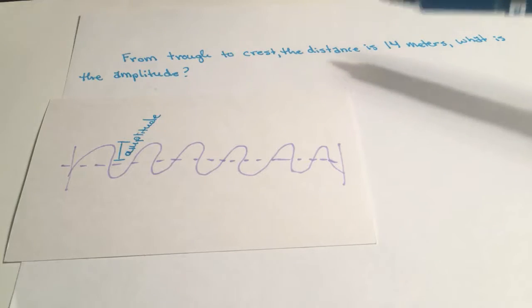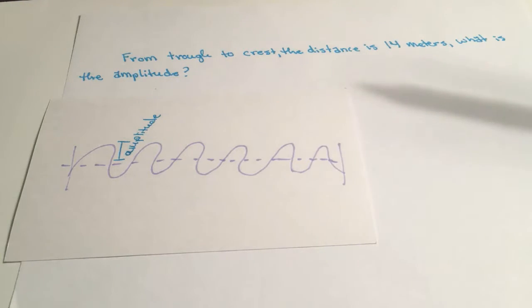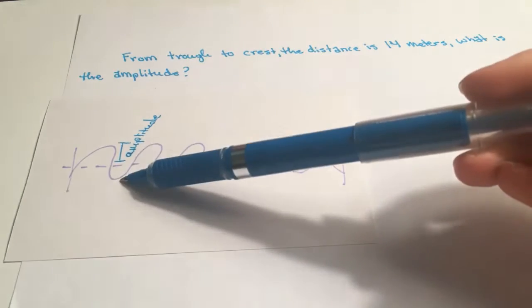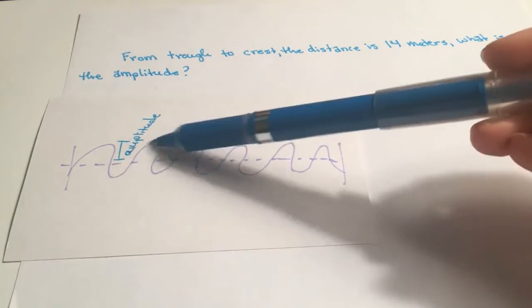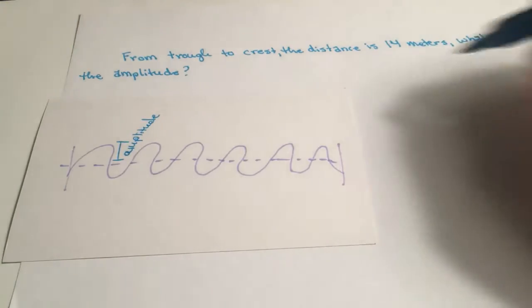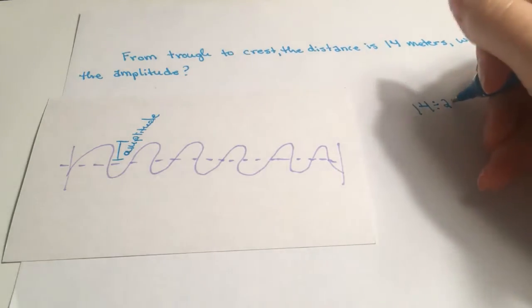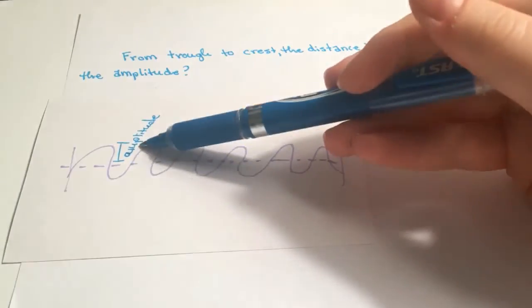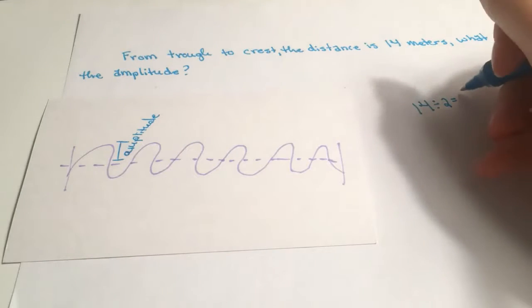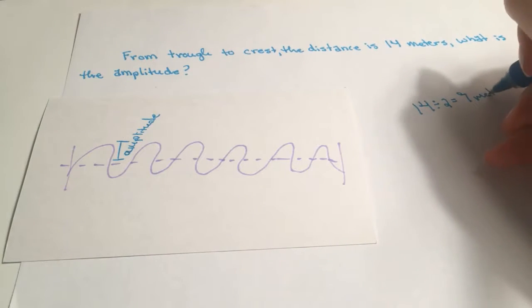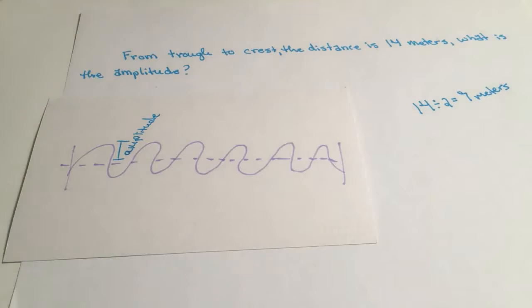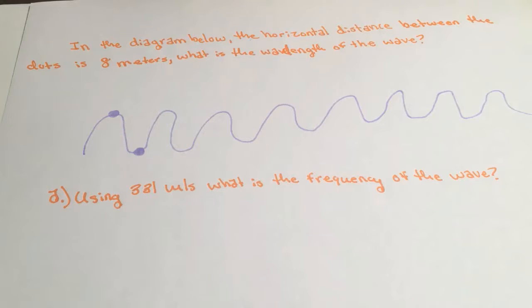From trough to crest, the distance is 14 meters. What is the amplitude? So from up here to up here, this is 14. So 14 divided by 2 should give us the amplitude, since it's half of that, which is 7. So 7 meters is the amplitude. On to the next problem.